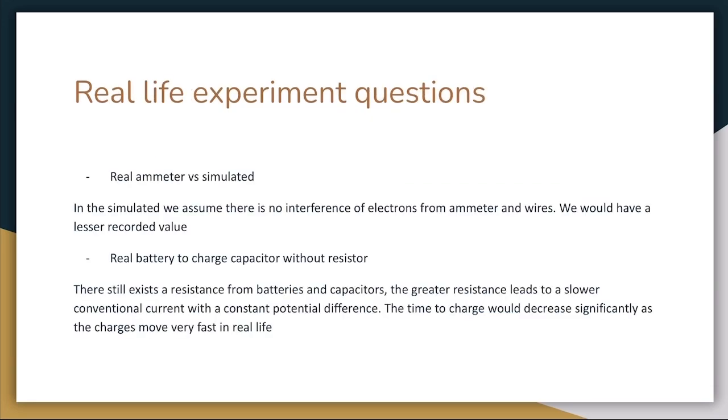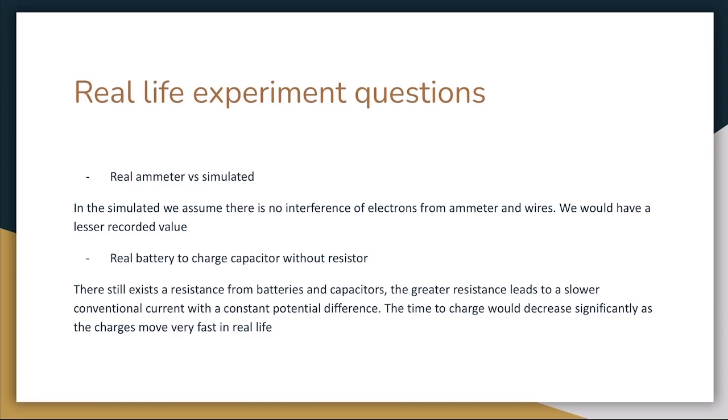The real experiment questions versus ideal. So what would be different if we used a real ammeter versus our simulated? In the simulated, we assume that there is no interference of electrons from the ammeter and wires. However, this is not the case for real life. We would have a lesser recorded value because these components have resistance on them.